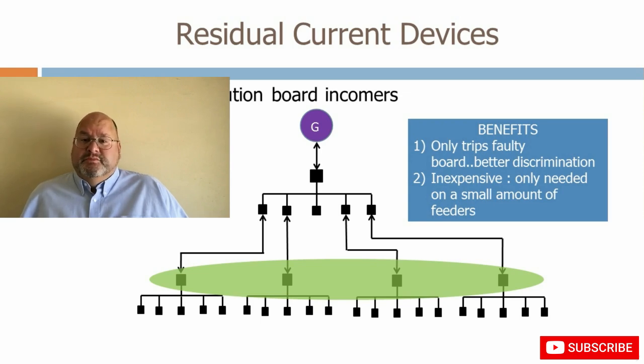This is the best place to put RCDs, as the competent electrical person can look at each board and, depending on what's connected to it, decide if an RCD is required on the incomer or not. If a fault does occur, only the faulty board is disconnected, so the fault can be quickly identified and cleared without disruption to the rest of the users on the system.